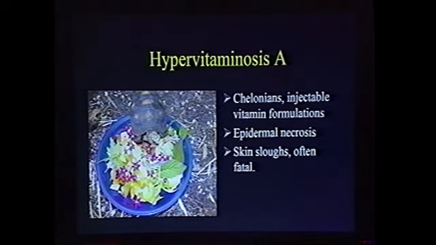Hypervitaminosis A is seen in chelonians and is an iatrogenic event associated with injection of vitamin formulations that contain fat-soluble vitamins. This disease is not seen so much anymore because clinicians are aware of the sensitivity of chelonians to hypervitaminosis A. Those animals with hypervitaminosis A have epidermal necrosis and skin sloughing, which is often fatal.